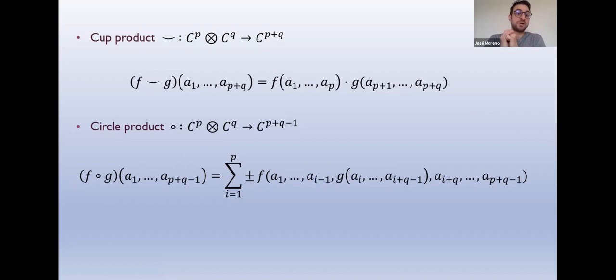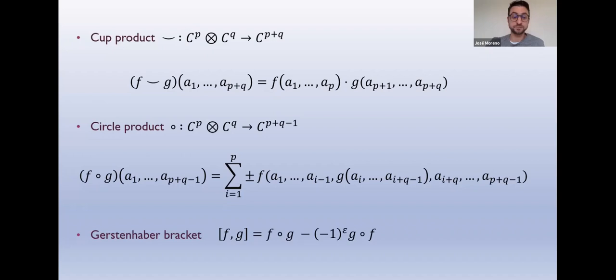Now we also have a Gerstenhaber circle product, which gives the Hochschild complex the structure of a pre-Lie algebra. So don't confuse this symbol with the composition. If you take an F and a G, what you do is to insert G into F in all possible ways with a certain sign. And that gives you some structure, which is not quite associative, but close to being associative enough to define a bracket. In this sense, you can define the Gerstenhaber bracket as the anti-commutator of this circle product. So that's the main structure of the Hochschild complex.